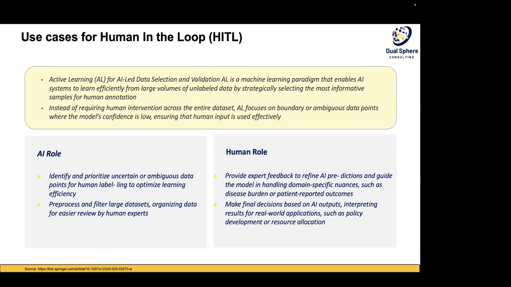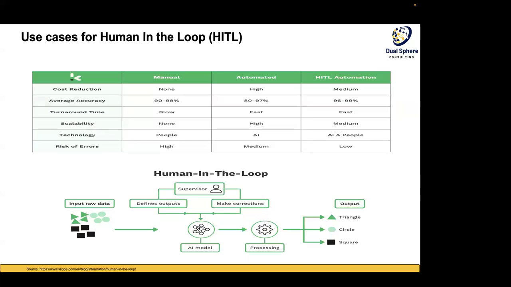Okay, so these are the use cases, right? Active learning, AI-led data selection and validation. Active learning is a machine learning paradigm. This we have discussed, the role of AI and the human role. We can skip. Now this one, human in the loop.